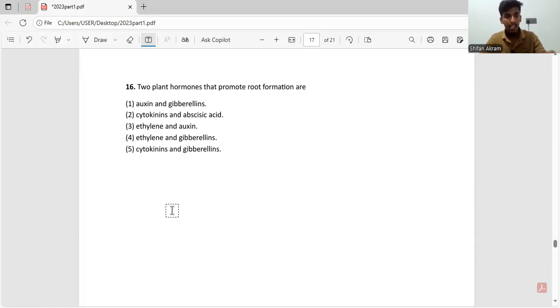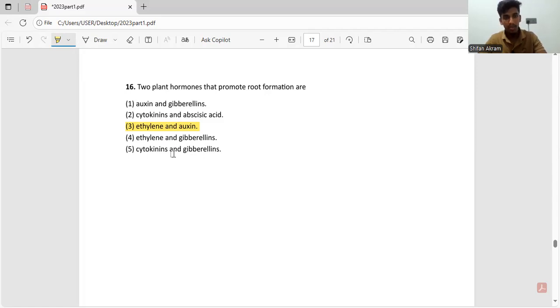Then we have ethylene and auxin. Okay, ethylene is another hormone that causes the root formation and root hair formation, which is correct. And auxin is another hormone that causes root formation. So the third one is the correct answer. Fourth one, ethylene and gibberellin. So ethylene, yes, it forms roots, but gibberellins, their function is stem elongation. So again, we can eliminate that answer.